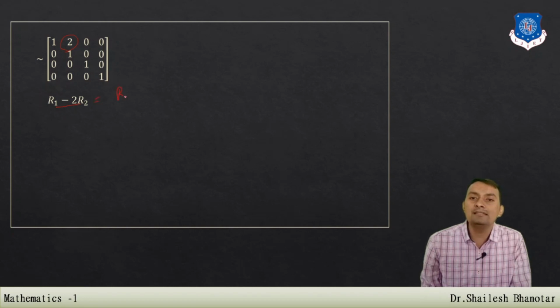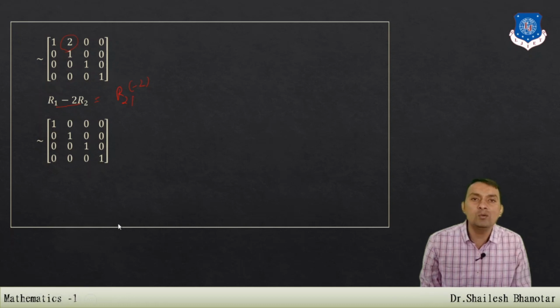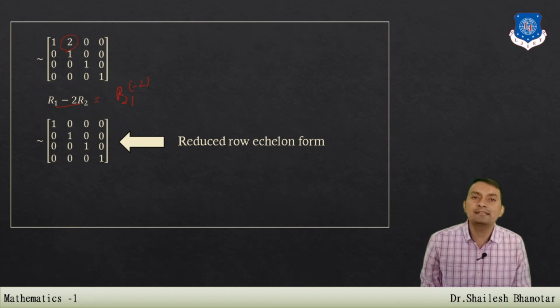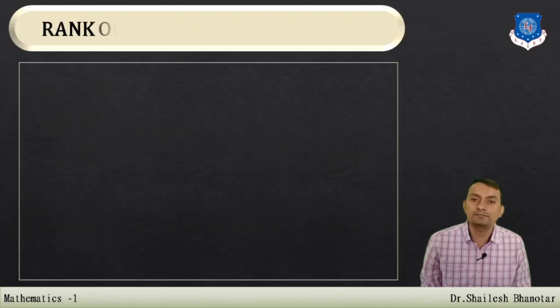Also you can represent it as 2nd row multiplied by -2 and added to the 1st row, and therefore you are going to get each row with a leading one entry, and below and above all the entries of that particular column we have 0. So this is exactly the reduced row echelon form.